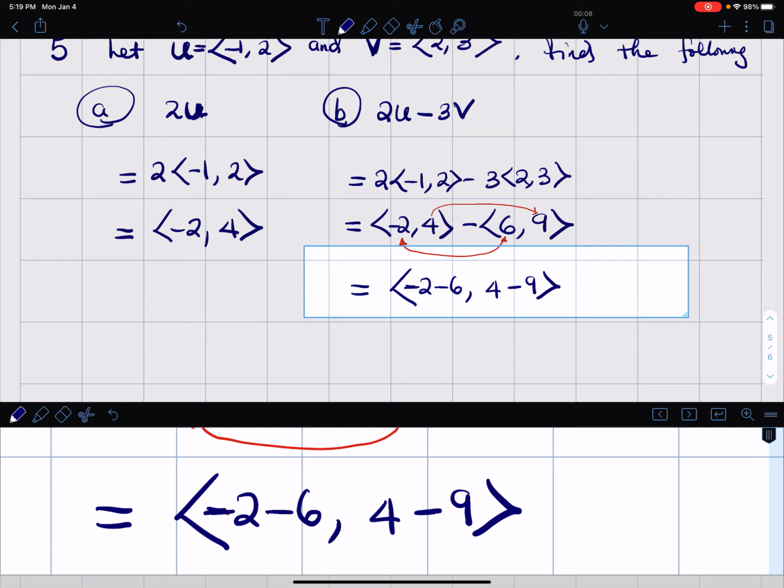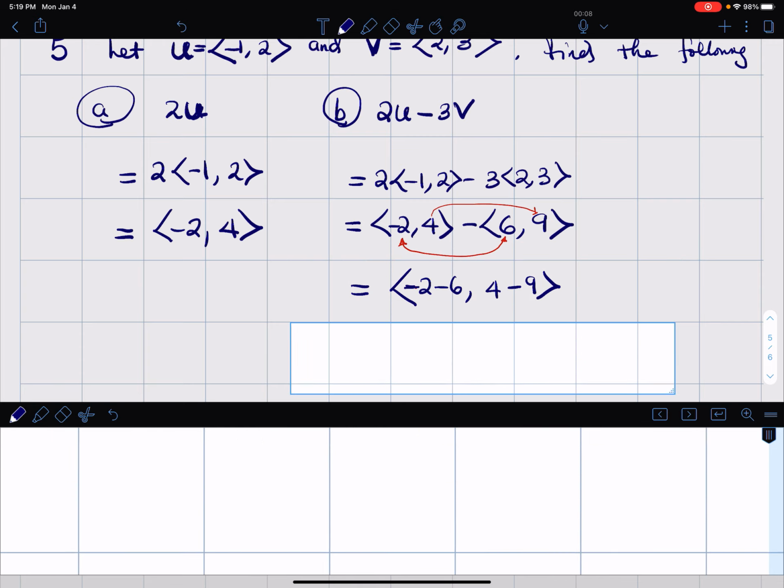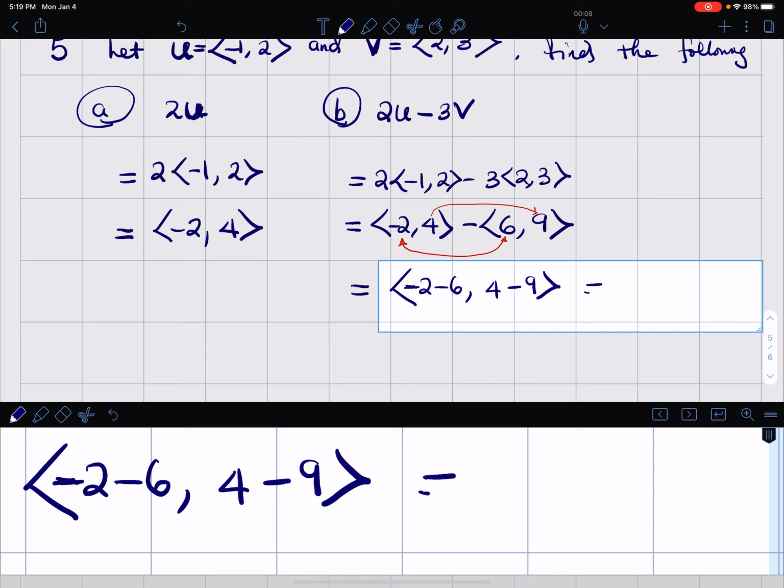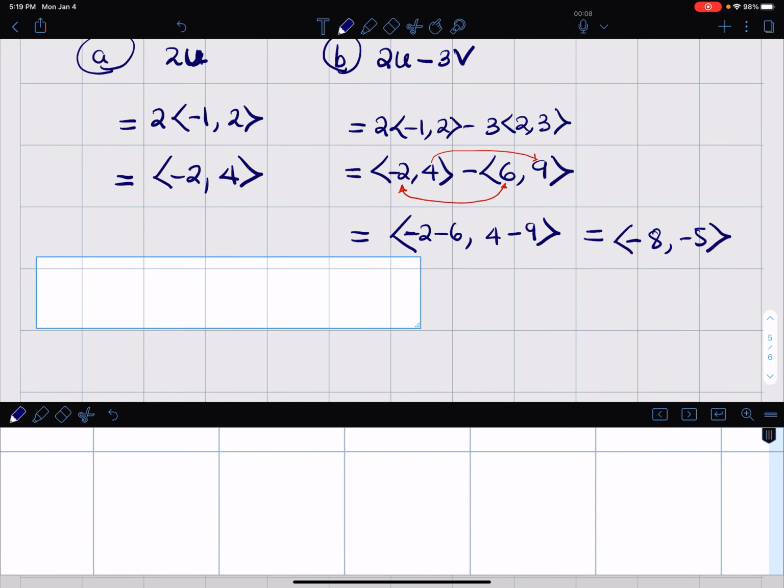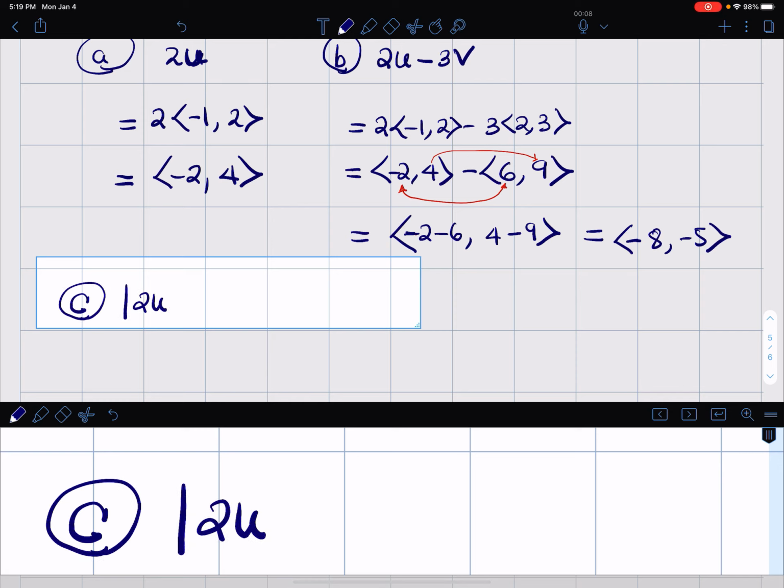Okay, I'm just making sure my arithmetic is correct. Yeah. So this is going to be, I'm going to write it over here, (-8, -5). So that's the vector. How about this? Now let's look for the magnitude of 2u minus 3v.